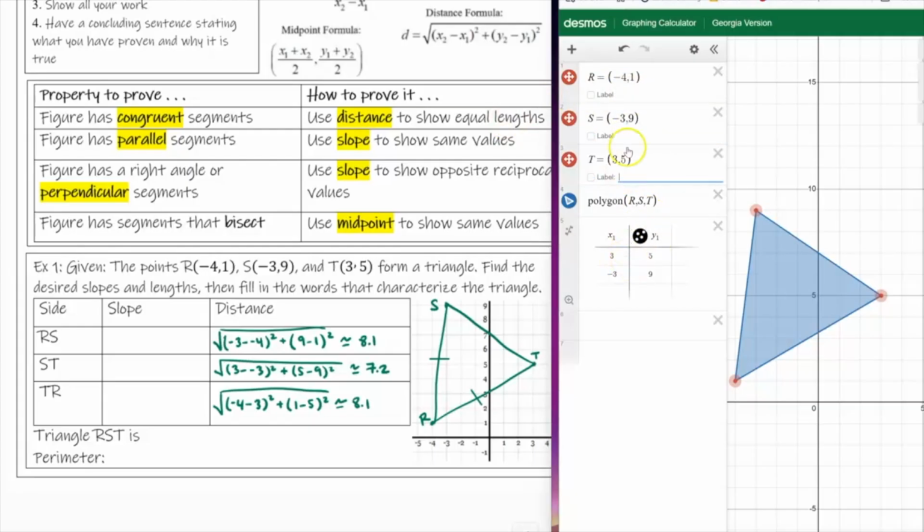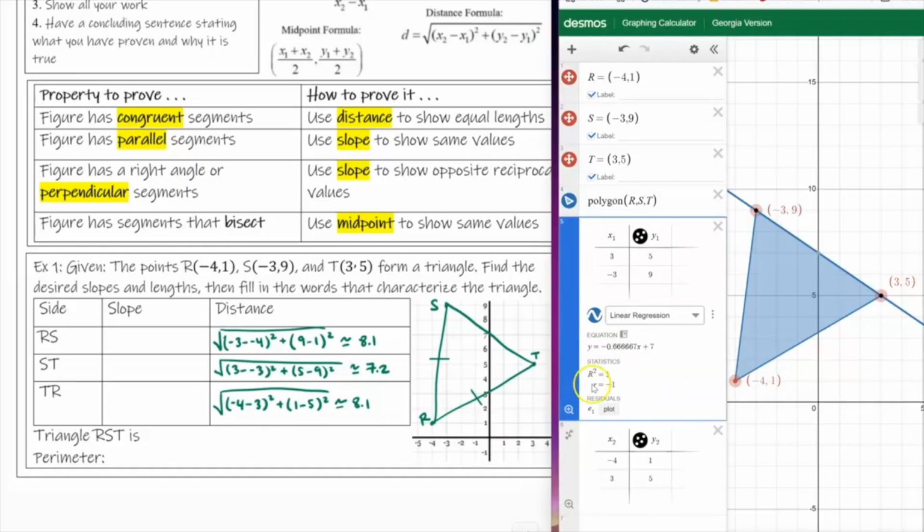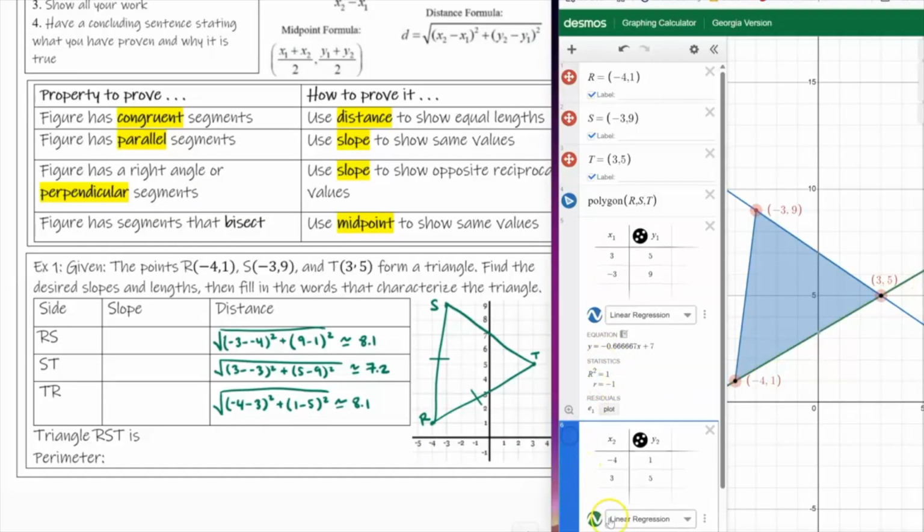All right, so I have 3, 5. Let's see which one that one was. All right, so I have 3, 5 and negative 3, 9. If I want to prove that they are 90 degrees, the slopes must be reciprocals of one another. So I've got these two. Now I need to do this one. So I need negative 4, 1 and 3, 5. So I'm going to put in another table. Negative 4, 1. And again, if I'm going too fast for you, it's because you just need the previous videos. If these slopes are reciprocals of one another, then they are right angles.